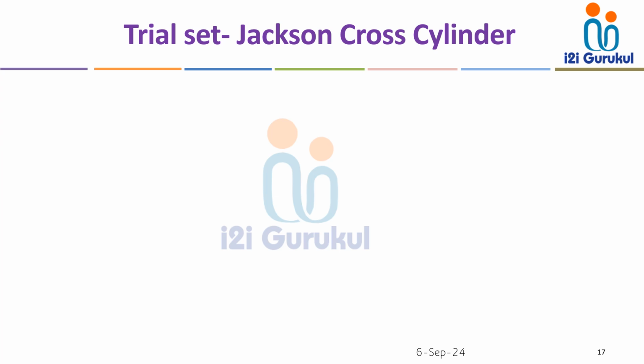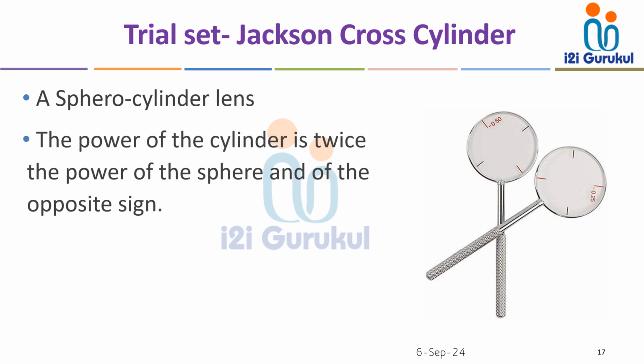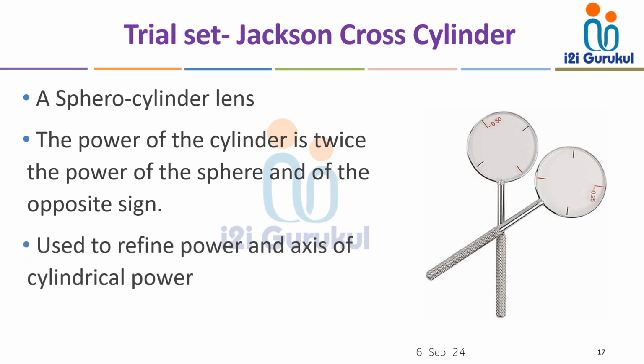Now we'll discuss the Jackson cross cylinder. The Jackson cross cylinder, or JCC, is a special accessory lens with a longer handle than the other trial lenses. It has several lines or markings on the lens. This Jackson cross cylinder is a spherocylindrical lens. The power of the cylinder is twice the power of the sphere and of the opposite sign. It is used to refine the power and axis of the cylindrical power.